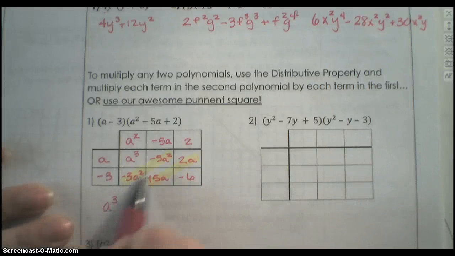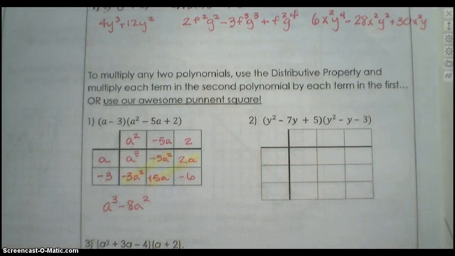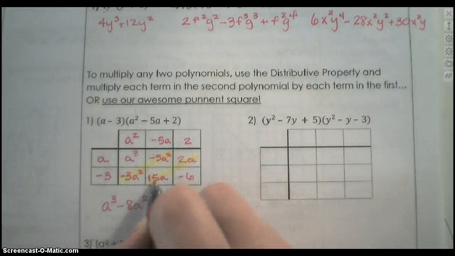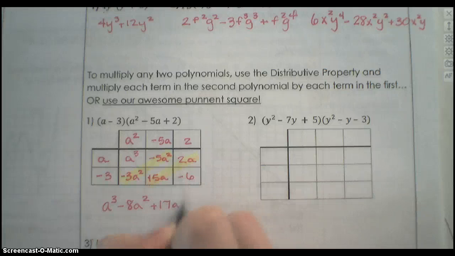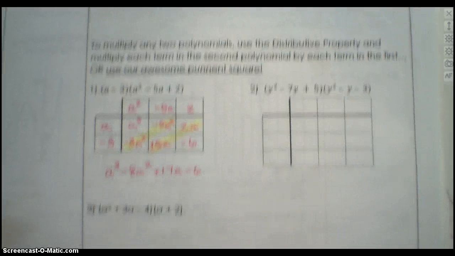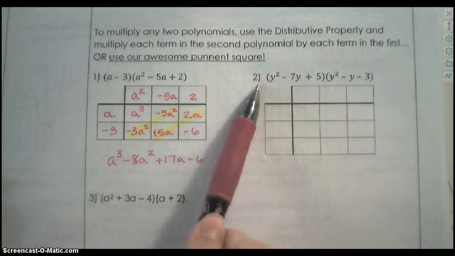Then we're going to add our a squareds here. So negative 3 and negative 5 is negative 8a squared. All right, and then adding diagonal here, 15a and 2a to make 17a, and then your negative 6. And that's it. So let's go ahead and have you practice doing number 2.